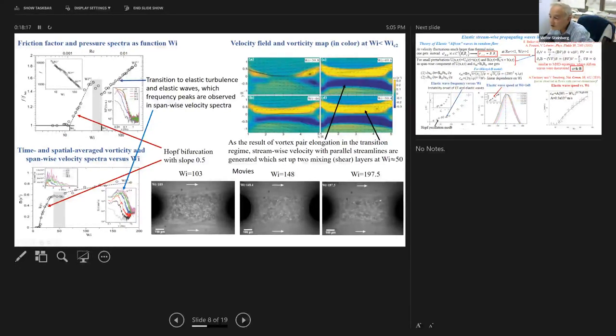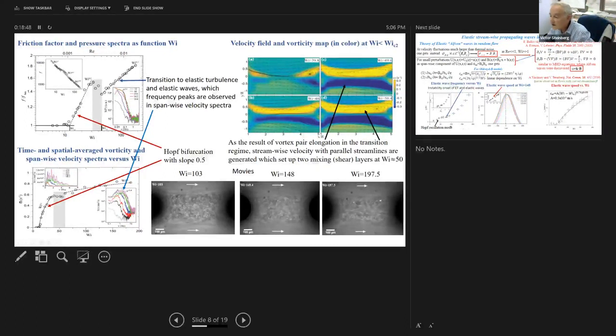Now, the first transition is here once more. It's a linear transition with Hopf bifurcation. Then we have a transition regime with big fluctuation in friction factor and also in velocity. And then another transition towards the elastic turbulence, which is accompanied by elastic waves. And it's the first system in which we observed elastic waves. Before, in all systems with curvilinear streamlines, we didn't observe elastic waves.